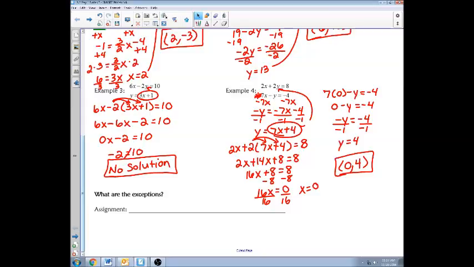That is the substitution method. You need to solve for one of the variables, then you're going to plug that into the other equation. Once you have solved that for a number, you're going to take that number, plug it back in for the variable it was equal to, and then solve that for the opposite variable.